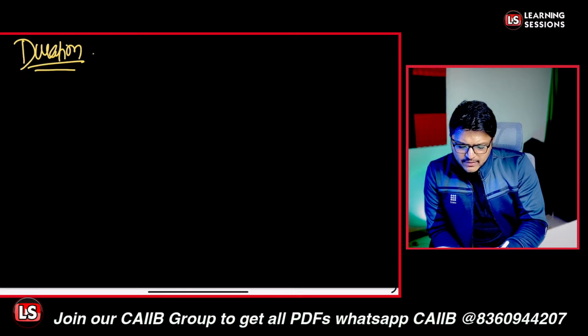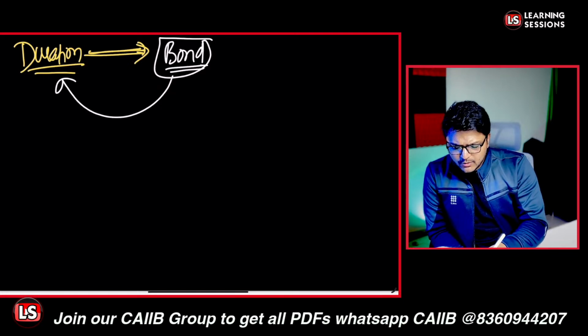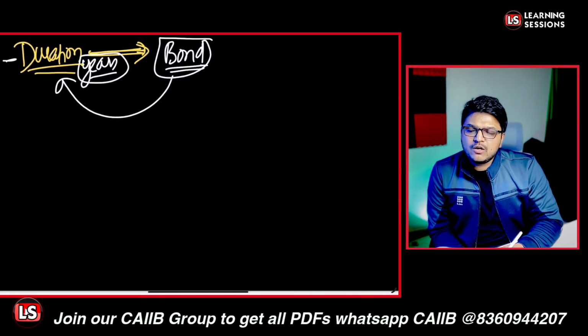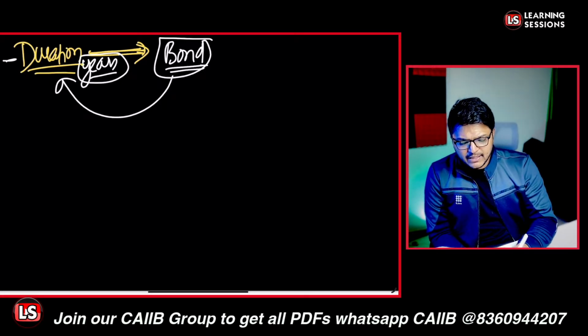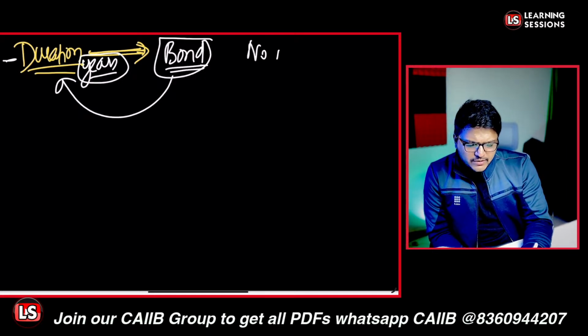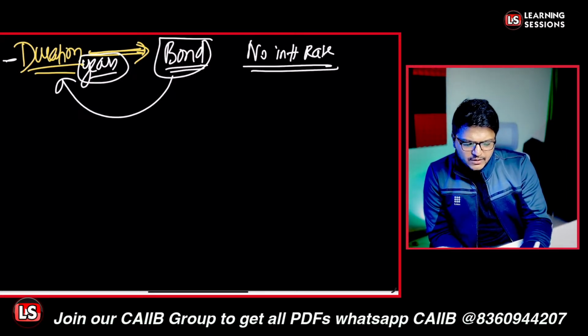Now, if you want to reduce the interest rate risk, you should be holding the bond for the duration period. Duration is mentioned in years, and it is always having a negative value. If you hold the bond for the duration period, in that scenario no interest rate risk will be there.